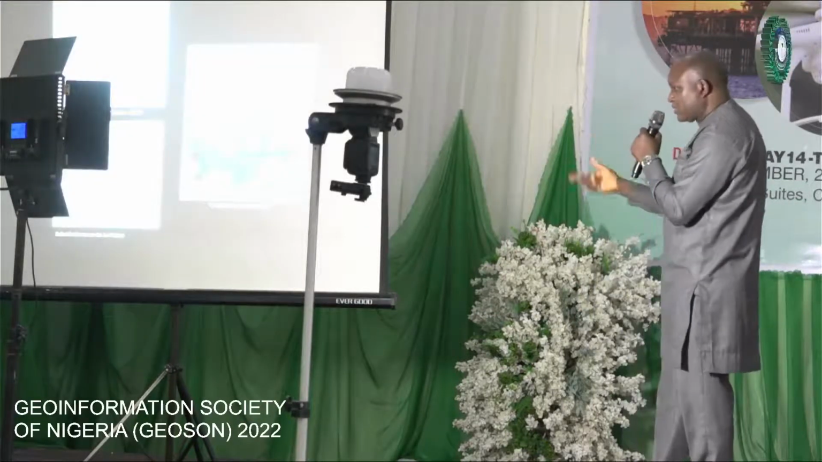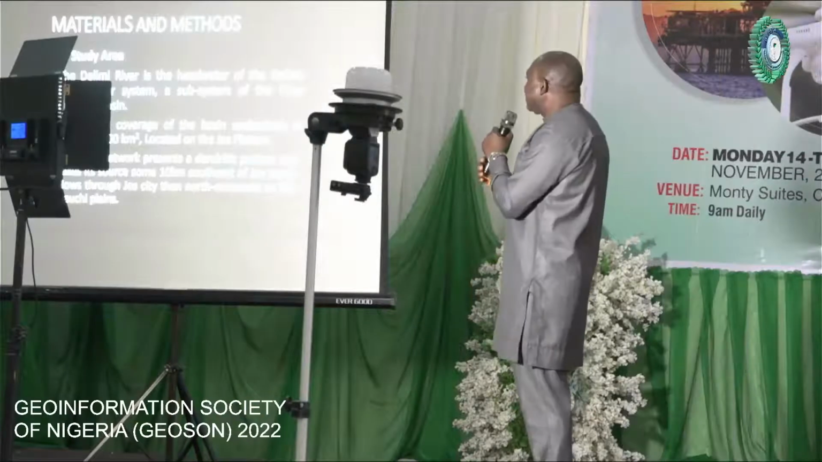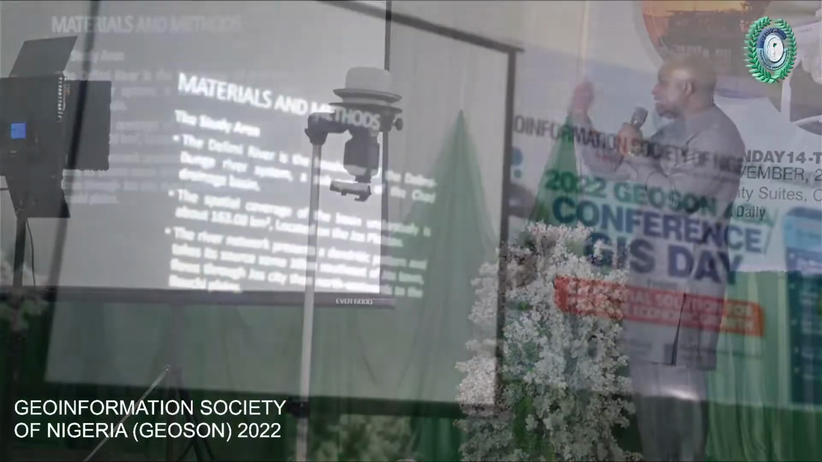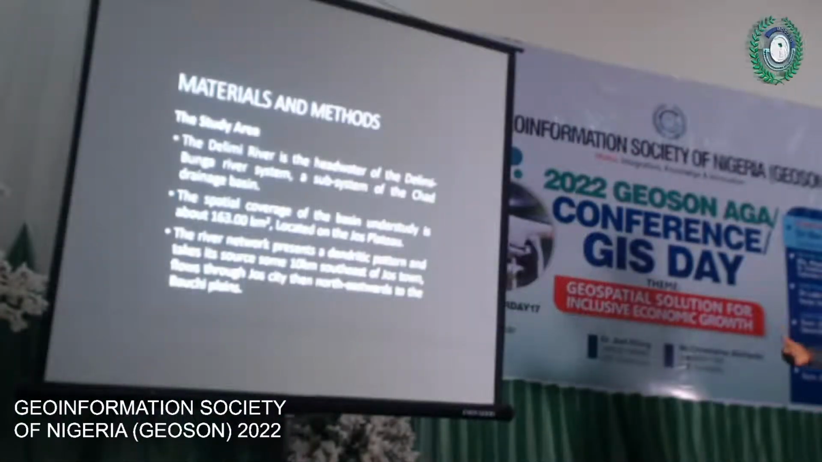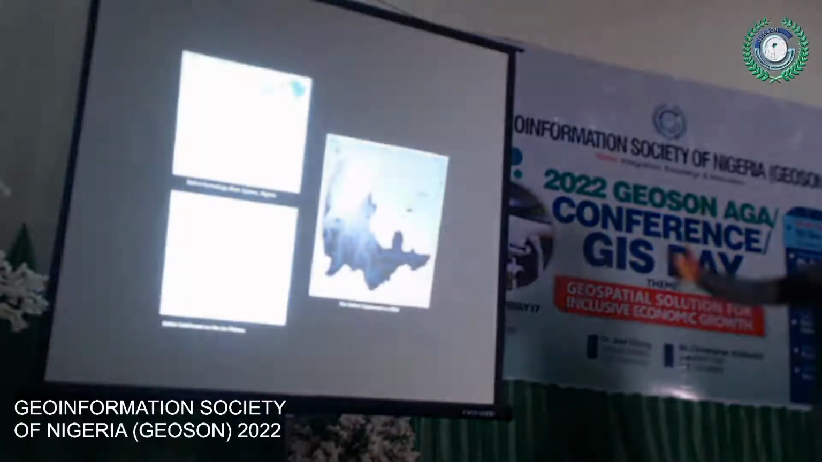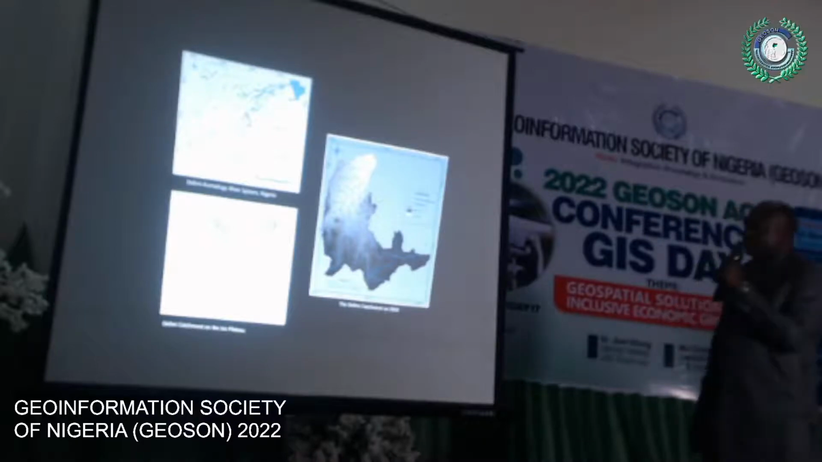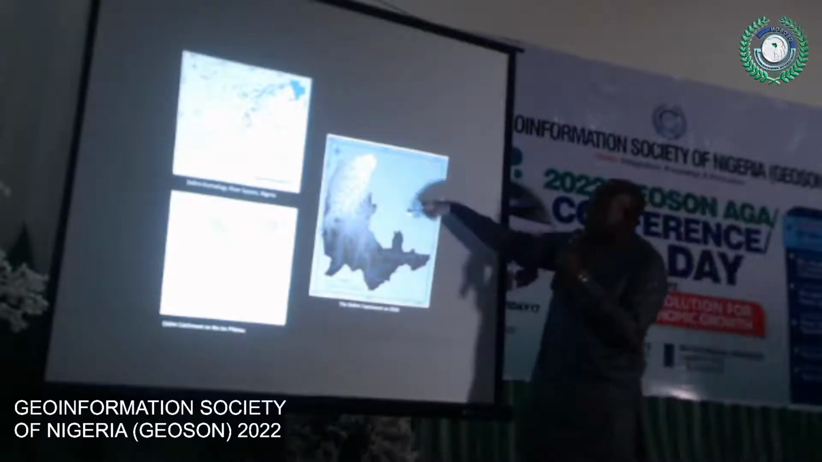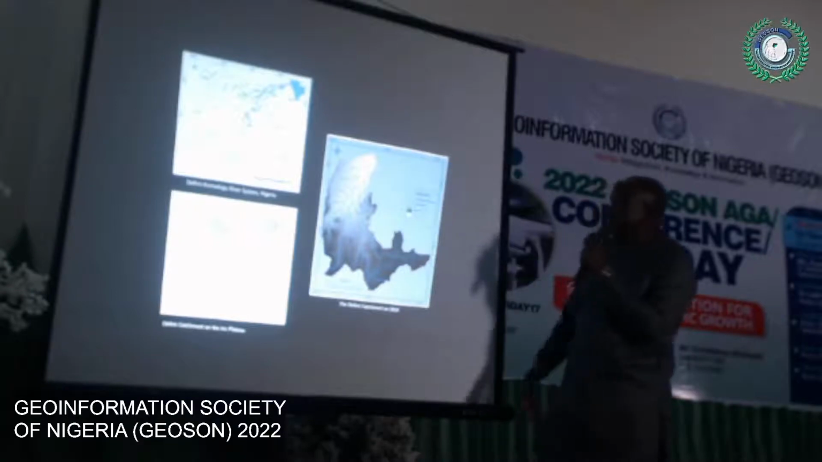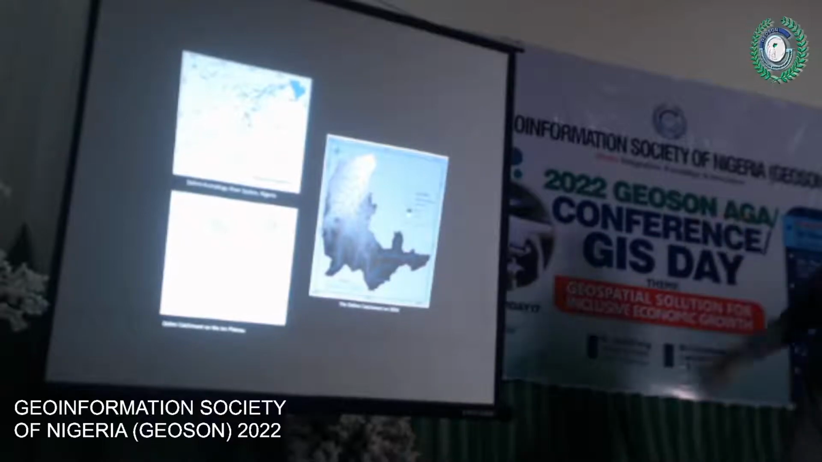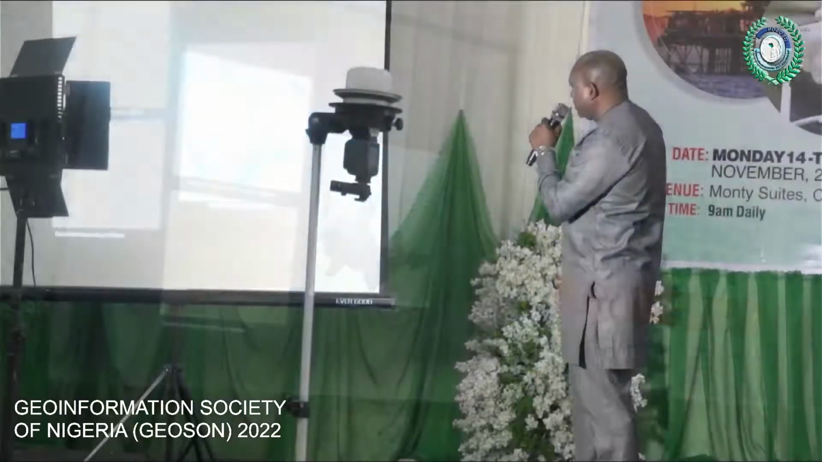The river network presents a dendritic pattern and takes its course some 10 kilometers southeast of Jos town, flows through Jos city, then northward to the Bauchi Plains. You can see the location. This is the map showing the catchment area to the Lake Chad Basin, and this is the catchment area within the study area. This one is the total flow of the Dilimi and its tributaries. Next.